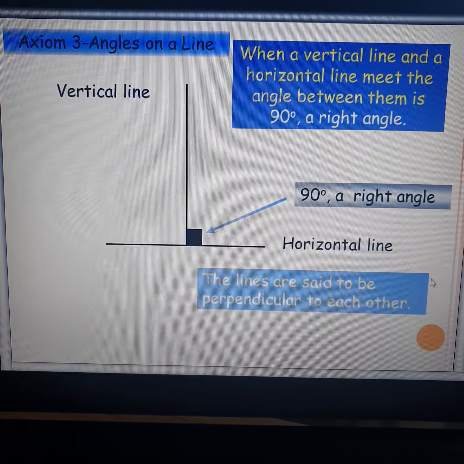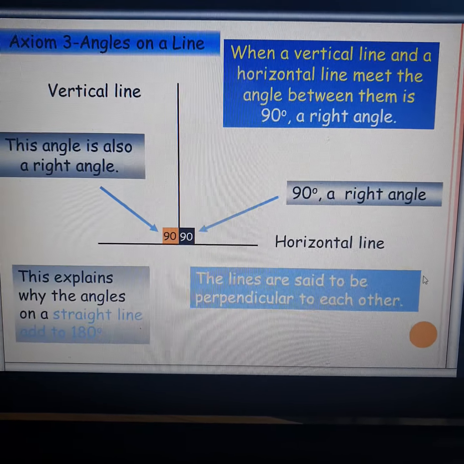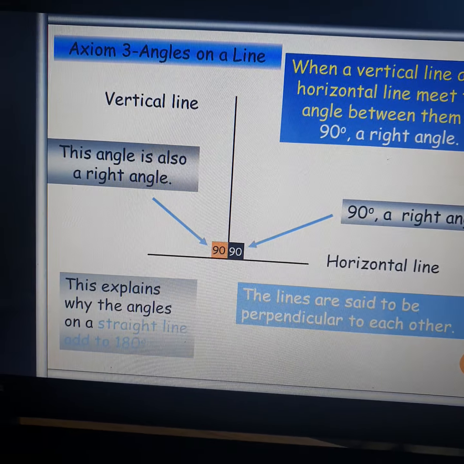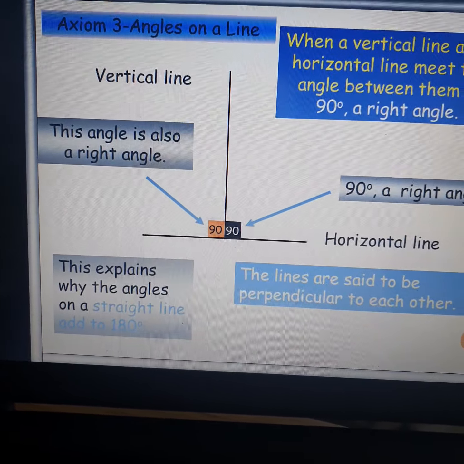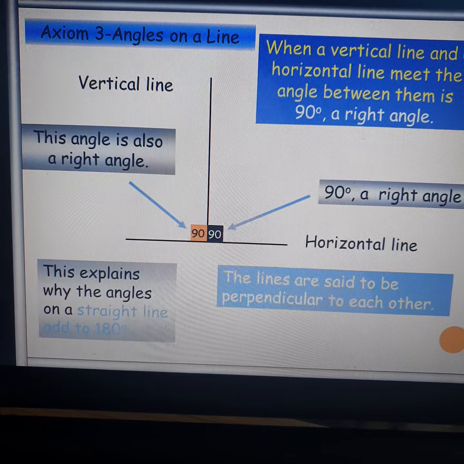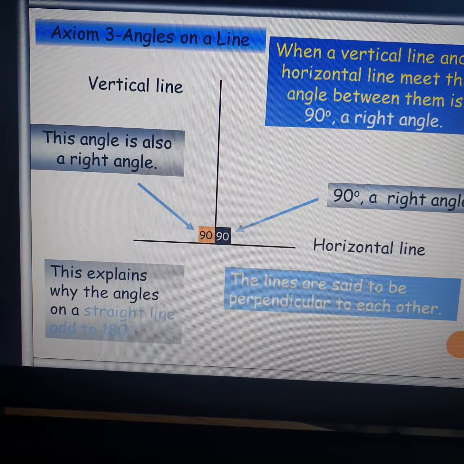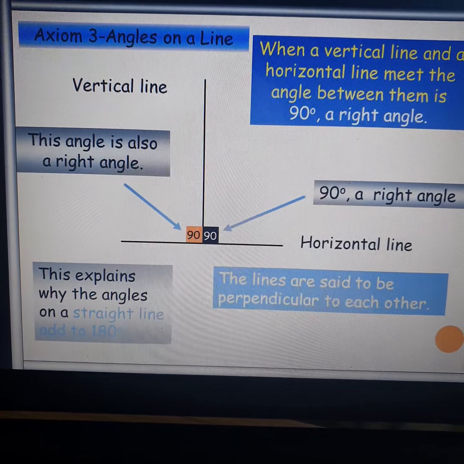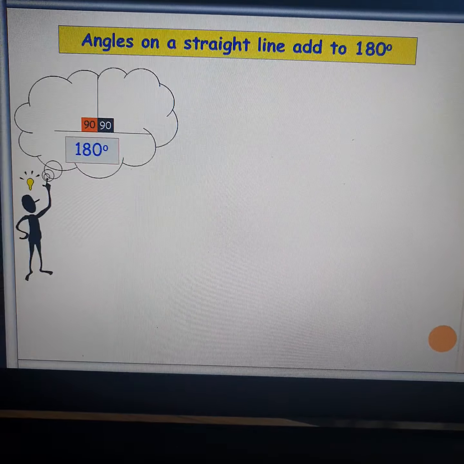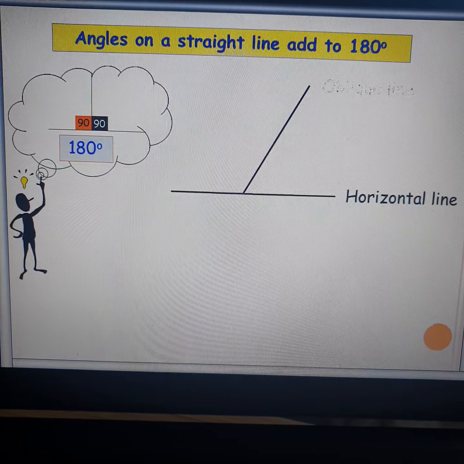Why is that not continuing on? This angle is also a right angle, and this explains why the angles on a straight line add to 180. So that's axiom 3, that the angles on a straight line add to 180. We do not need to prove it, we just accept it. Angles on a straight line add up to 180.